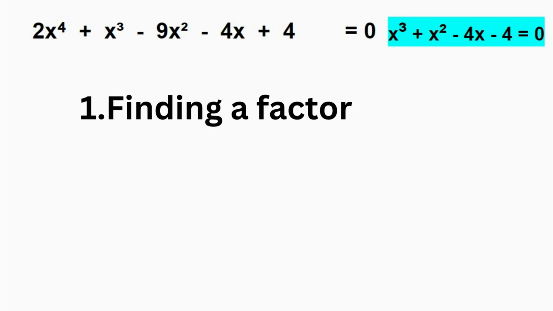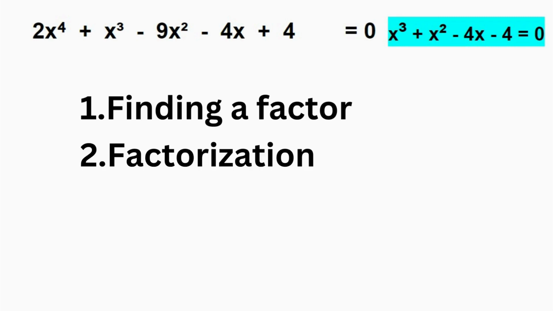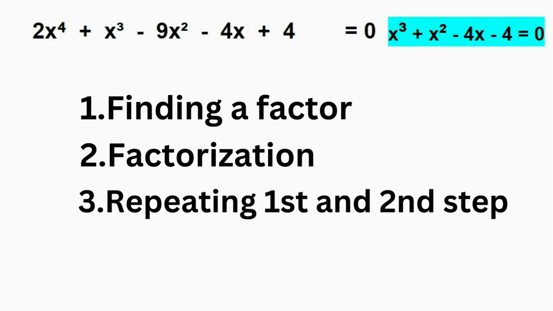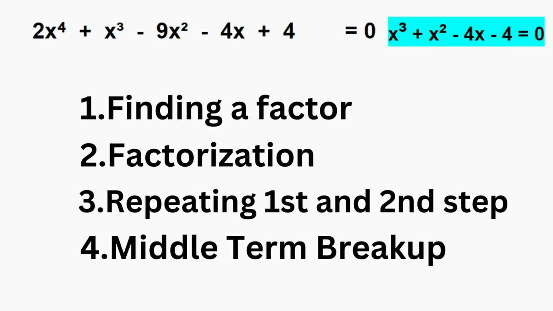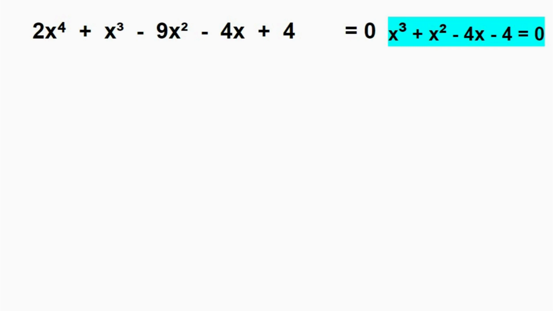First, finding a factor of this equation. Second, we need to do factorization. Third, repeating the first and second step. Fourth step is middle term breakup. So firstly we need to find a factor of this equation.